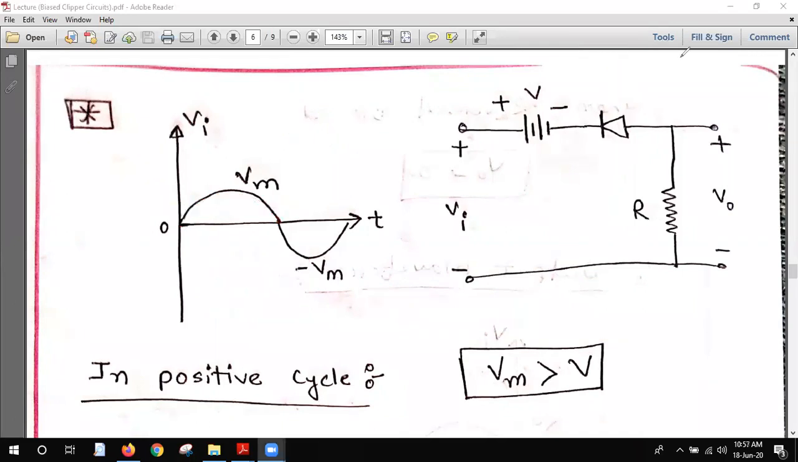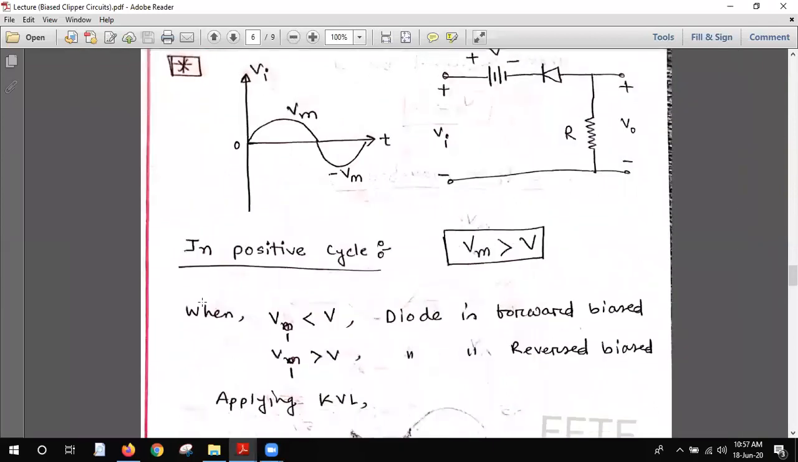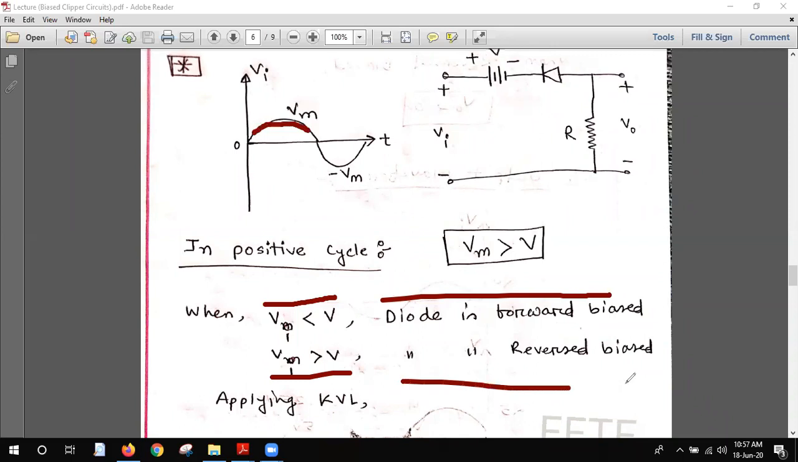Let me go to the next, to see how they solved it. Basically, whatever I have told, they have done exactly the same thing. When VI is less than V, the diode is forward biased. When VI is greater than V, that means the value of VI is big, until this portion, the diode is reverse biased.